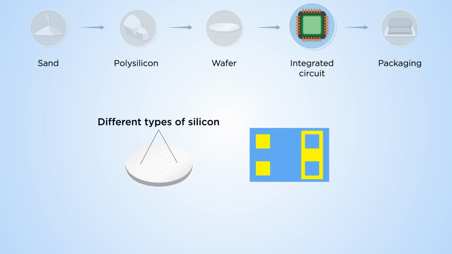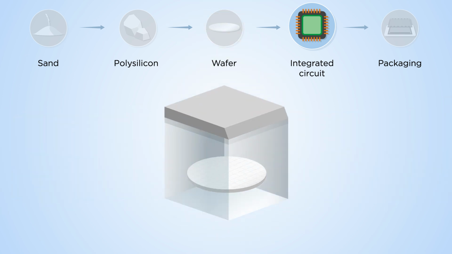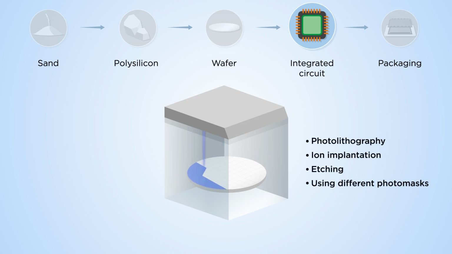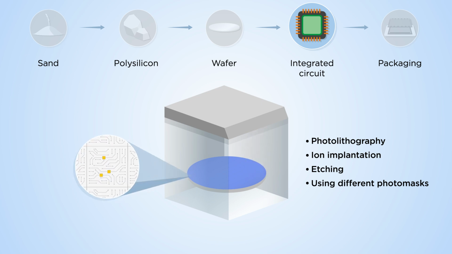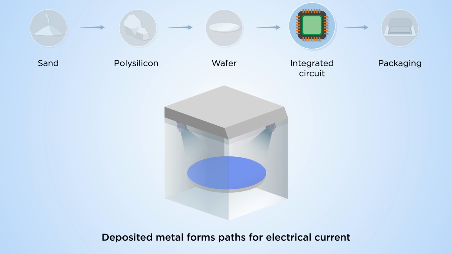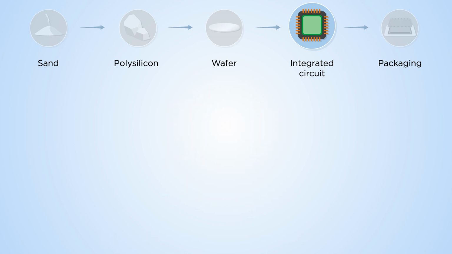According to the circuit design, we add a very small amount of charged particles to produce the different types of silicon on the exposed parts of the wafer. These create the N or P-type silicon. Etching removes unwanted silicon from the exposed parts. Many iterations of photolithography, ion implantation, and etching are repeated using different photomasks to build up the integrated circuits, one photomask at a time. Metal connections are also added to form paths for electrical currents according to the circuit design.